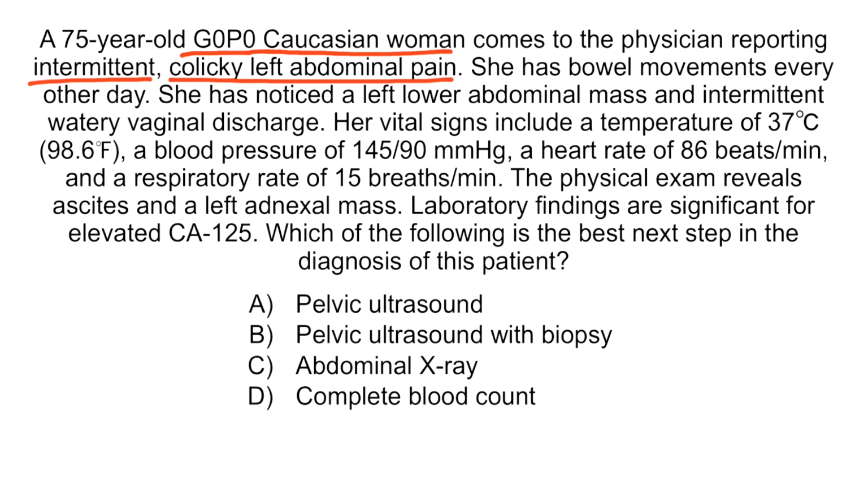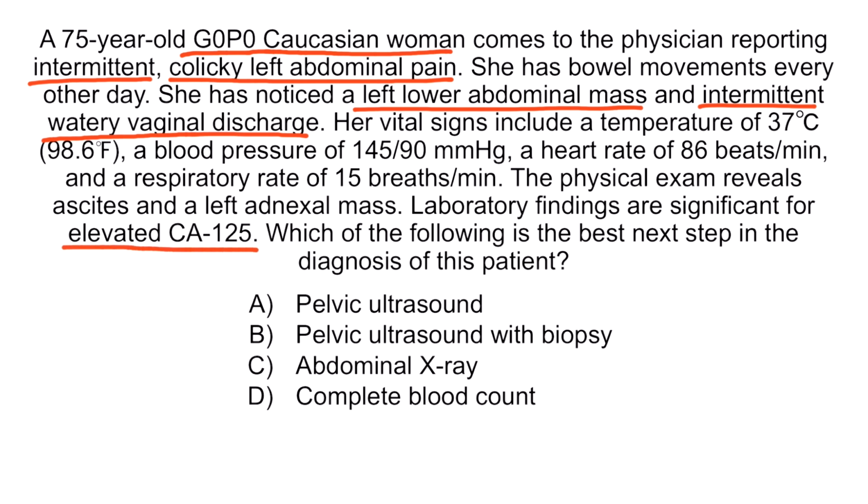All right, this nulliparous Caucasian woman has intermittent colicky left abdominal pain. She has a left adnexal mass and intermittent watery vaginal discharge. These three findings, pelvic pain, pelvic mass, and profuse watery vaginal discharge, constitute the Latsko triad, which is pathognomonic for fallopian tube cancer. Intermittent colicky abdominal pain is most likely due to hydrops tubae profluens, which is episodic hydrosalpinx due to fallopian tube cancer. Fallopian tube cancer is further suggested by elevated levels of CA-125.